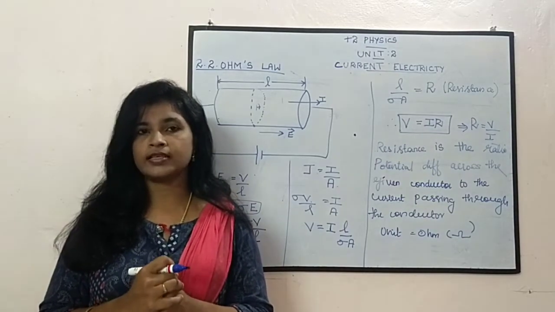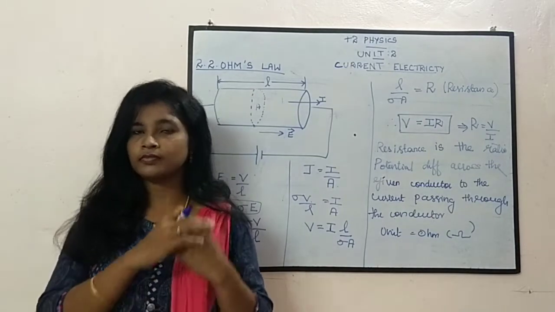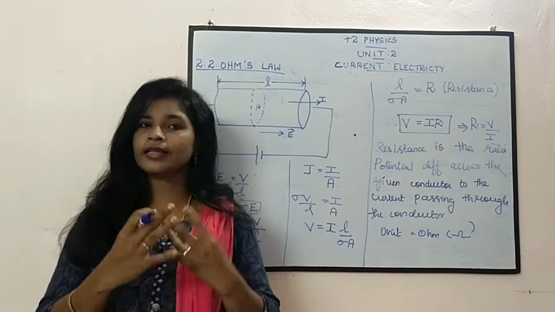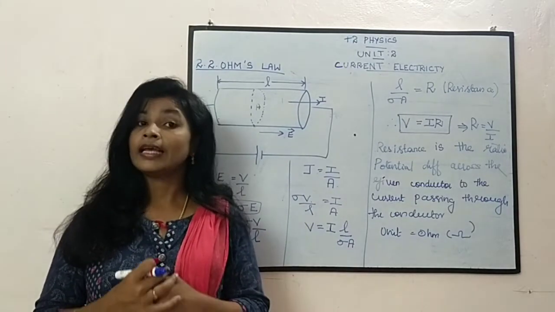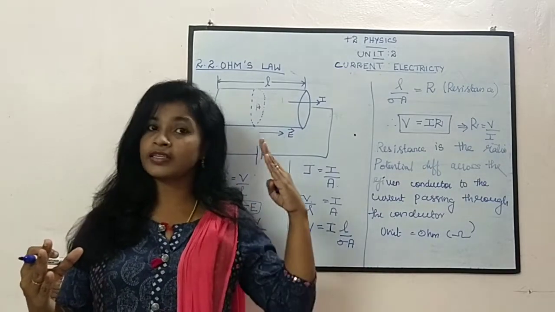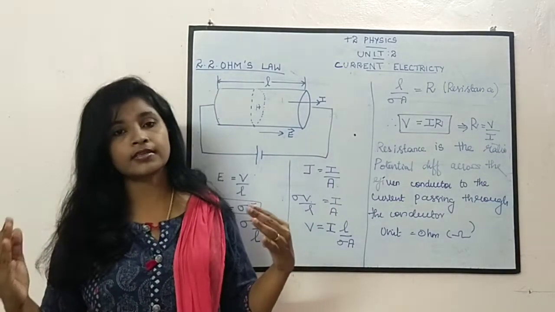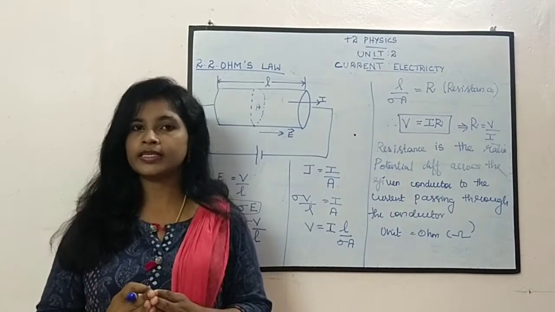So in a circuit, how is the current produced? When there is an electric field, the current will be produced, so that the charges will move. How is the electric field generated? The electric field can be generated because of a potential difference, right? One side it is positive and the other side it is negative. So because of a potential difference, the electric field is generated.